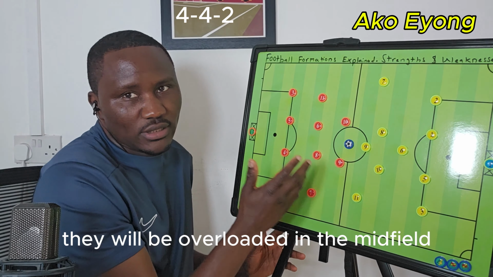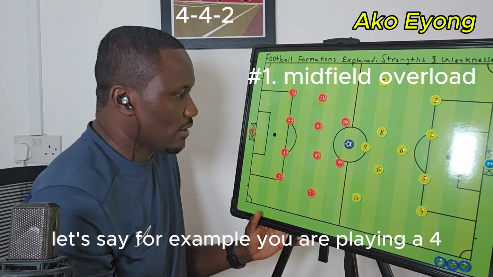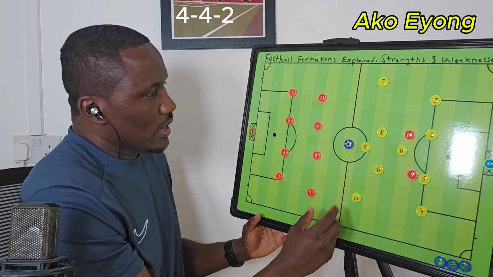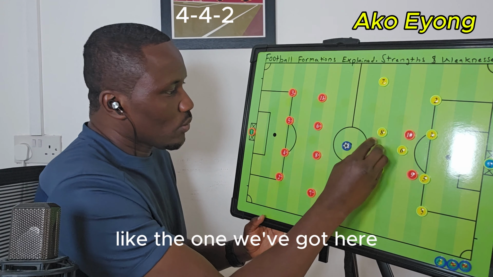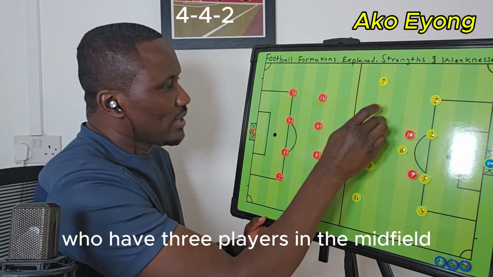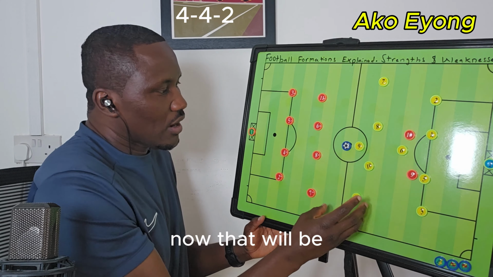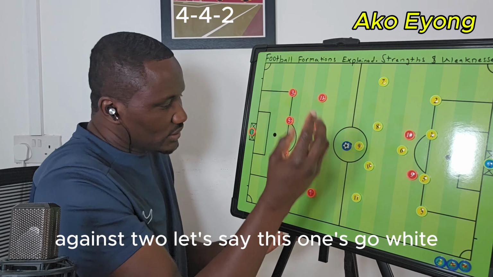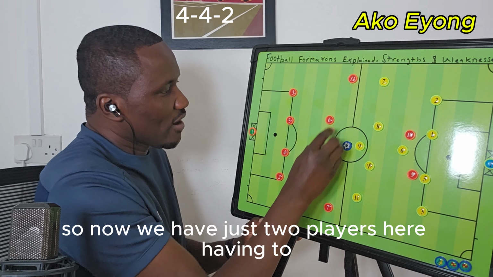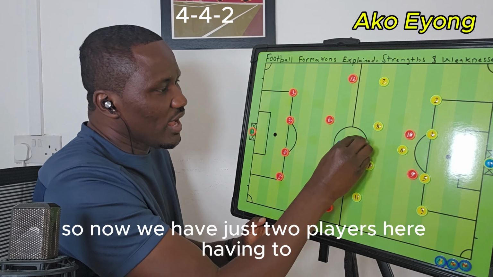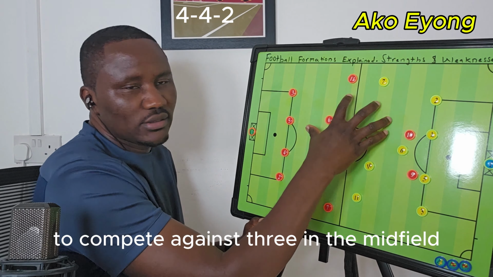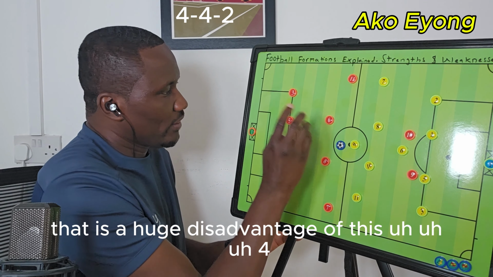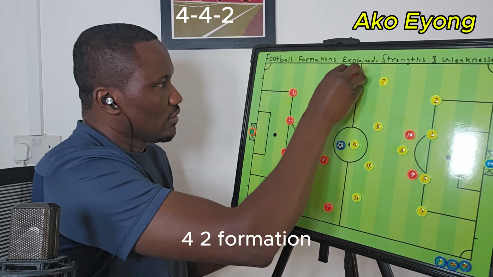A disadvantage of the 4-4-2 formation is that they will be overloaded in the midfield. Let's say you are playing a 4-4-2 formation, and they are playing against a yellow team like the one we've got here, who have 3 players in the midfield. That will be a situation where you have 3 in the midfield against 2. Let's say this one goes wide, this goes wide, so now we have just 2 players having to compete against 3 in the midfield. That is a huge disadvantage of this 4-4-2 formation.